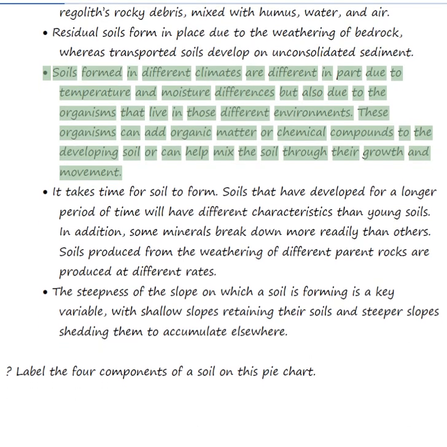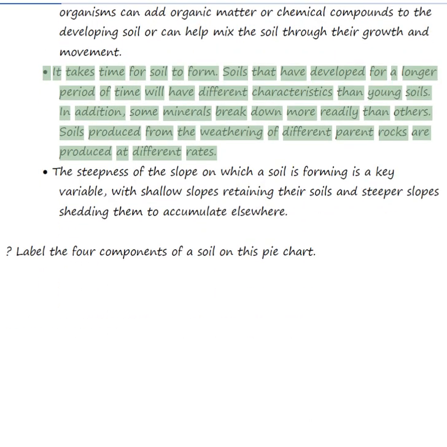Soils formed in different climates are different in part due to temperature and moisture differences but also due to the organisms that live in those different environments. These organisms can add organic matter or chemical compounds to the developing soil or can help mix the soil through their growth and movement. It takes time for soil to form.